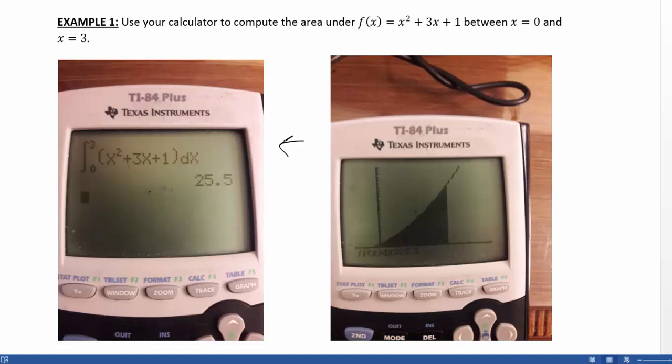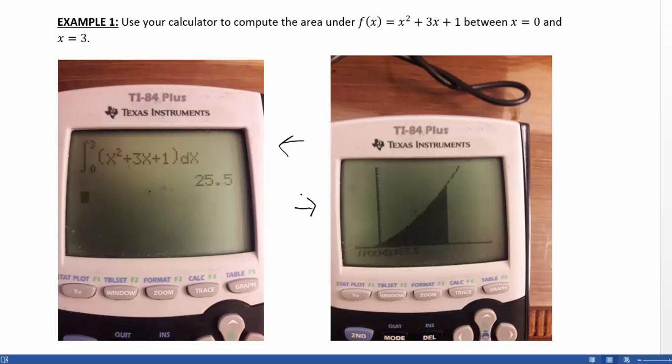Now, depending on your calculator, you should be able to look up in your manual how you calculate integrals and areas under curves so that you can also do this on your calculator. When I plug in my function and my bounds, 0 to 3, I get 25.5. So that means that the area under the curve between 0 and 3 is 25.5.